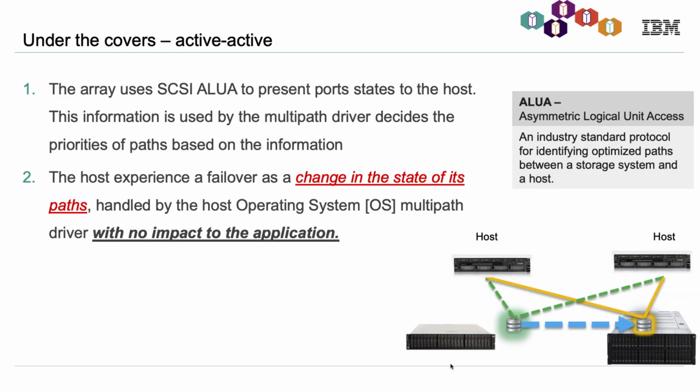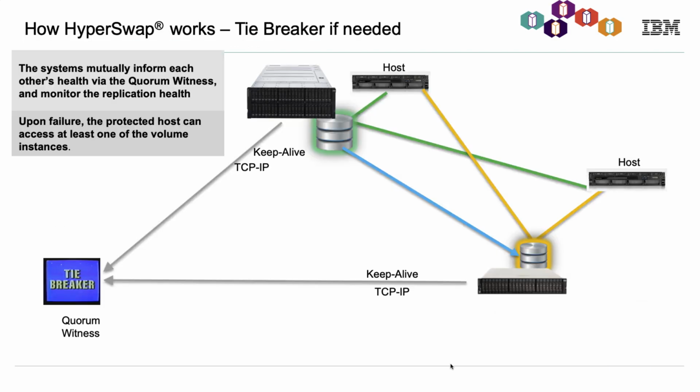How are we doing this? Asymmetric Logical Unit Access. We like to call it ALUA. That is part of every major operating system, and it's automatically going to change those paths. And HyperSwap is going to make sure that the storage arrays are in 100% lockstep, so that no matter what's going on above with ALUA and the multipath, those volumes are 100% in lockstep without any impact to the actual application.